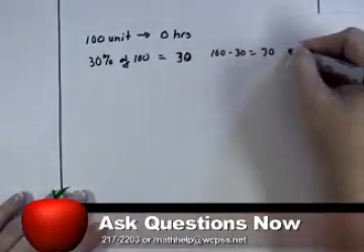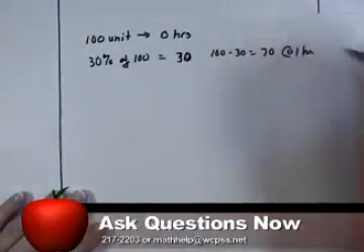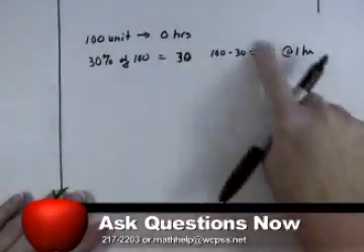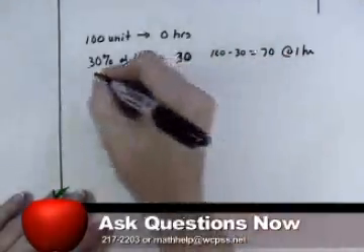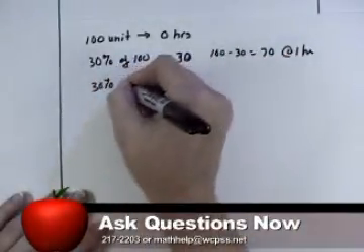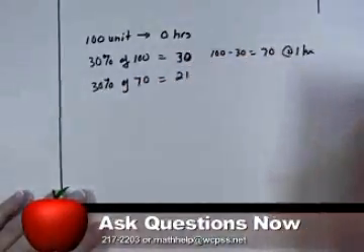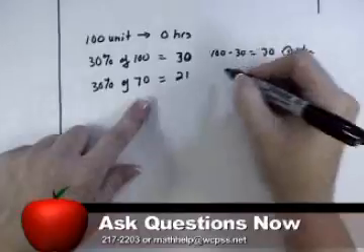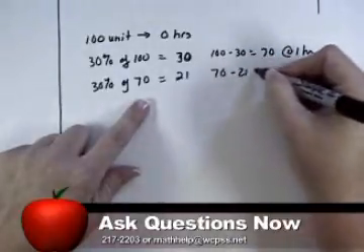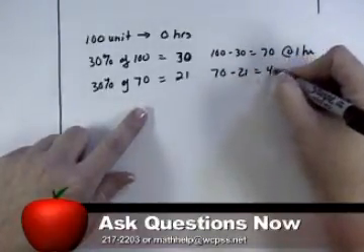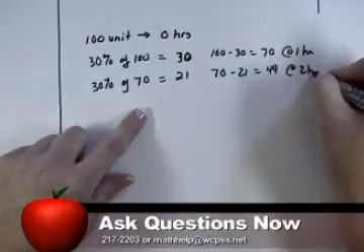Leaves me with 70 units at 1 hour. Okay? Now there's 70 units in my body. So now I'm going to take 30% of 70. 30% of 70 is 21. So now I'm going to take the value that I had, 70 minus 21, and that's going to leave me with 49. That's at the second hour.